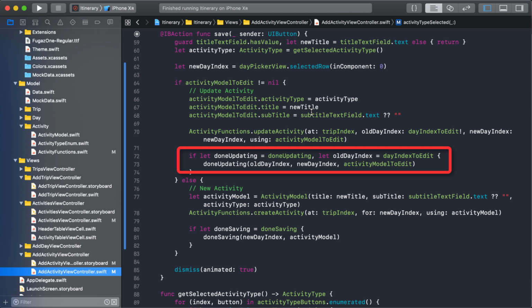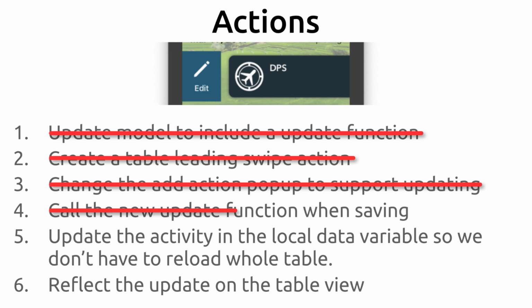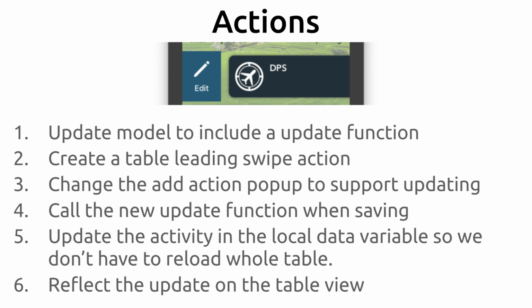So we call done updating with the old index, the new index, and then our new activity model that we just updated. Okay, well, that's it for number 4. Now let's take a look at number 5. And this might be the most complicated part of this whole video because there's a lot of things happening here. Let's go over again exactly what we're going to do.